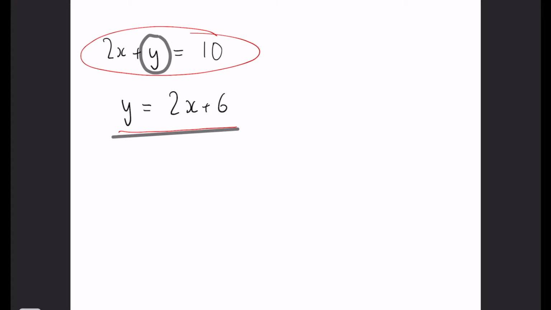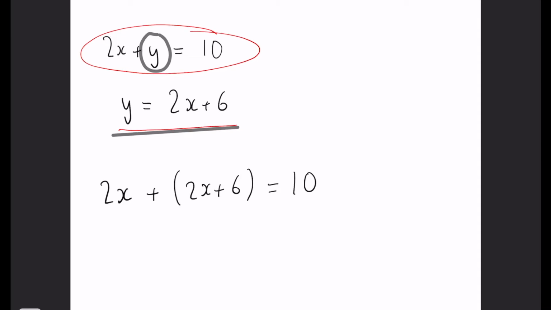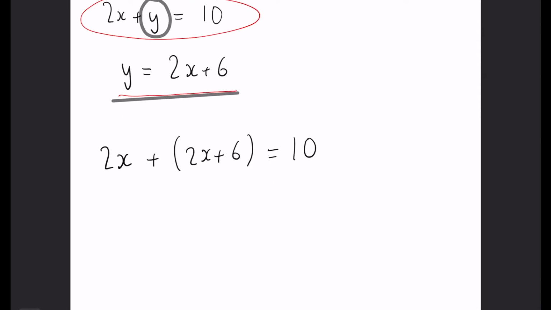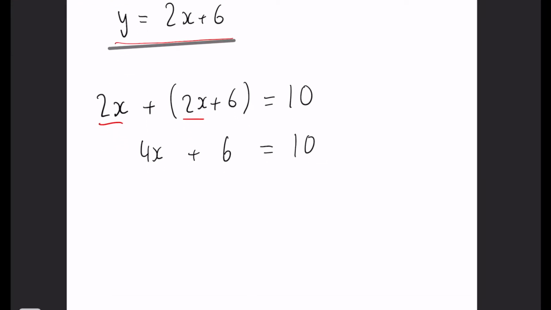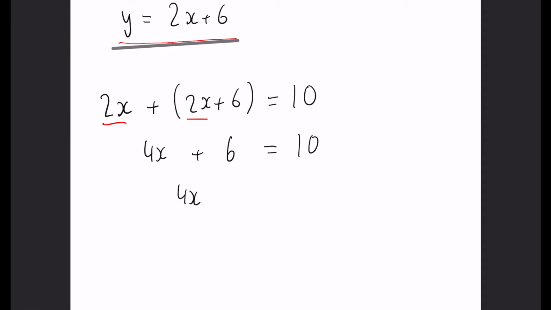We can have 2x plus, and rather than y, we're just going to have 2x plus 6 because y equals 2x plus 6. And just like that, we've eliminated y. So we can solve it just like any old equation. So 2x and 2x, we can collect these terms up here, make 4x. We've got plus 6 equals 10. We can subtract 6 from both sides, leaving us with 4x equals 4. So x must be equal to 1.